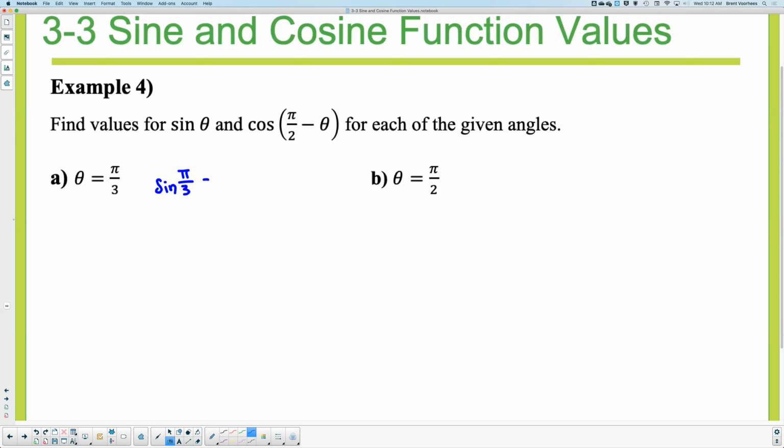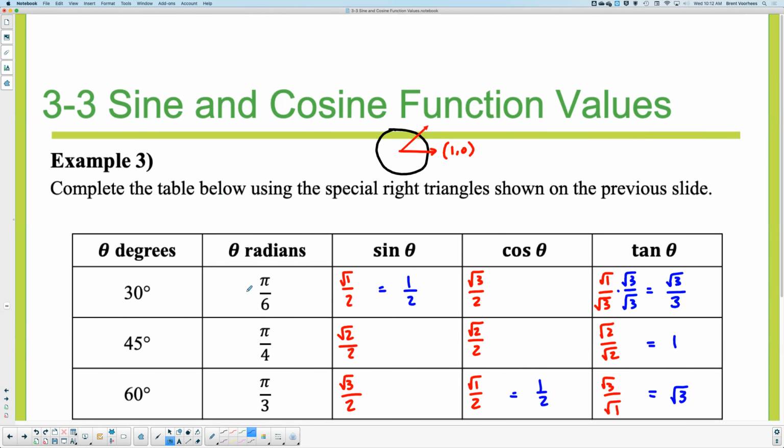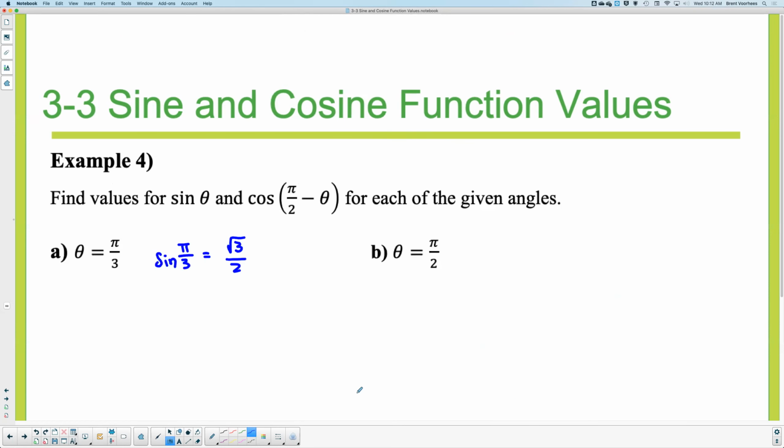What is sine of pi over 3 equal to? Square root of 3 divided by 2. Let's see. Does mine agree? Sine of pi over 3. Did we get square root of 3 over 2? Yes, we did. Okay, great. Now we're going to find the cosine of pi over 2 minus pi over 3.